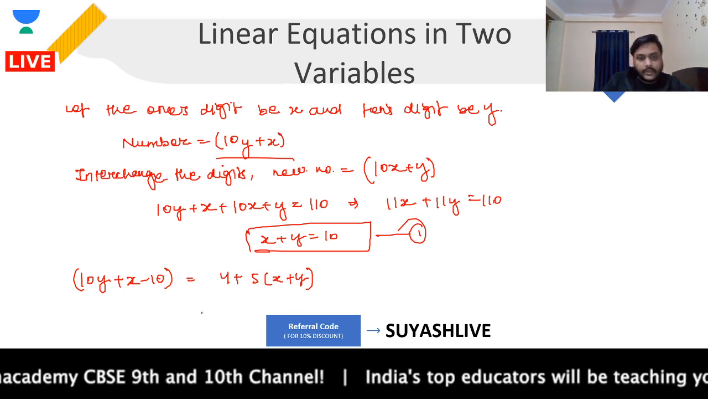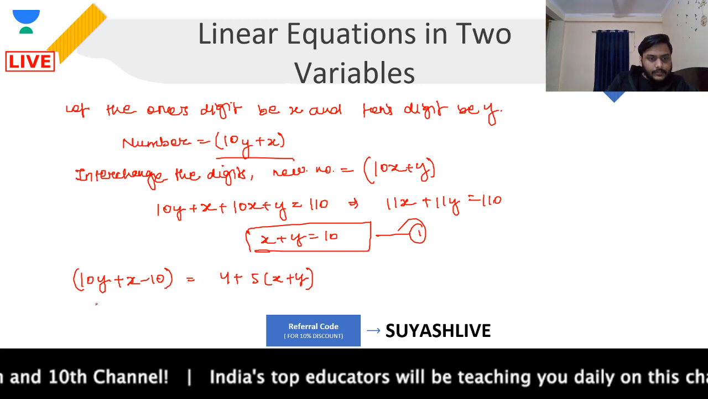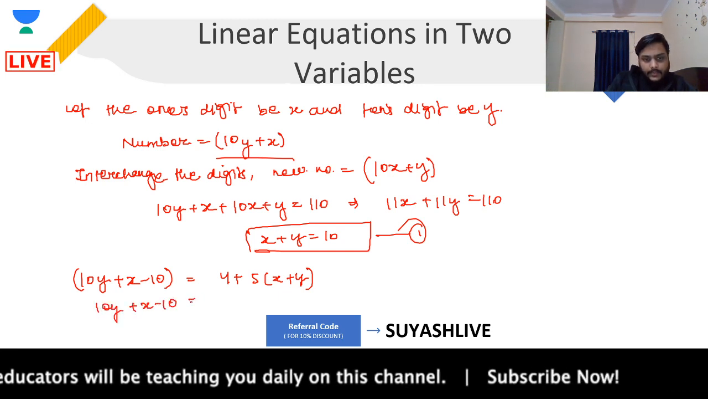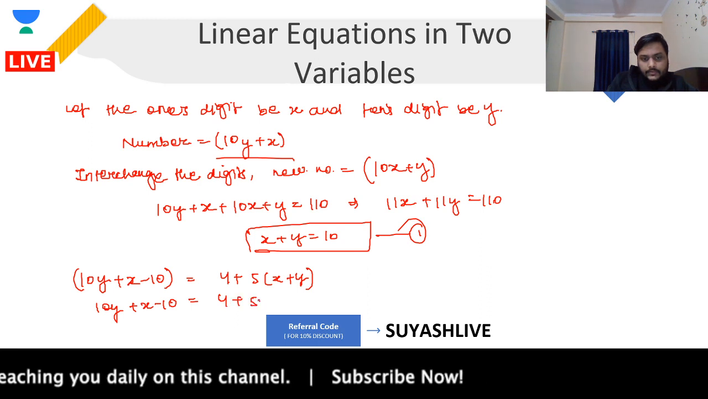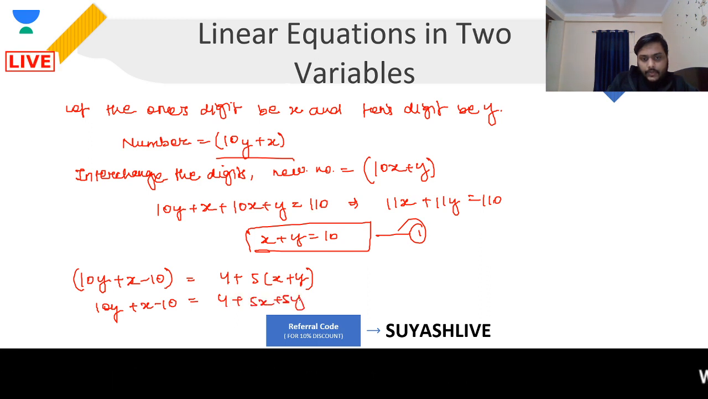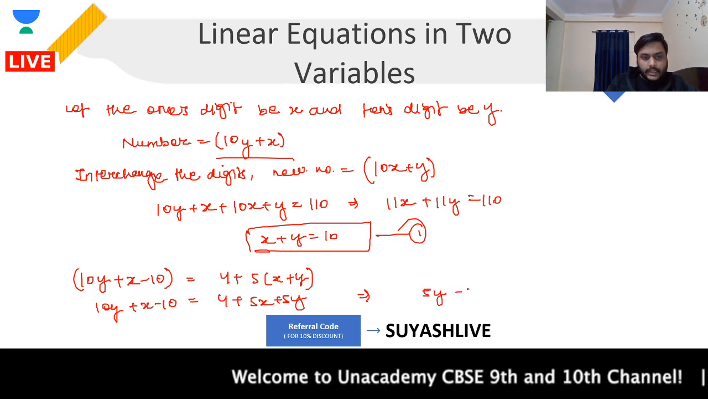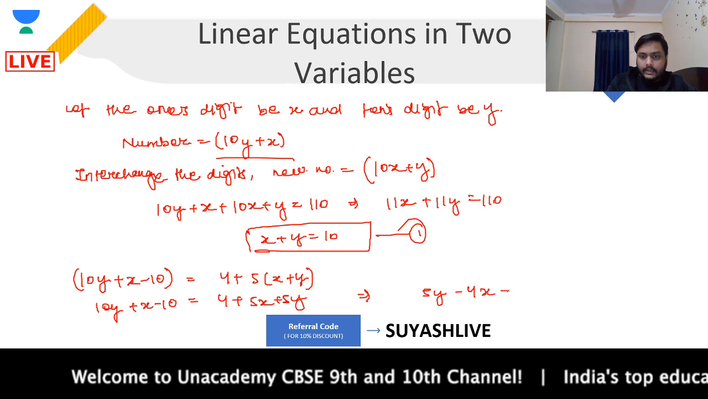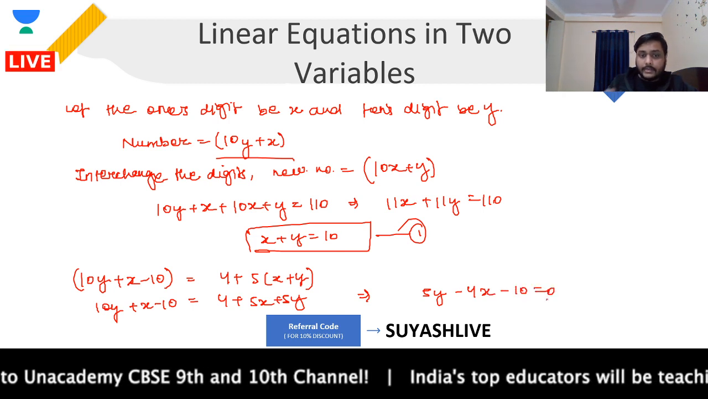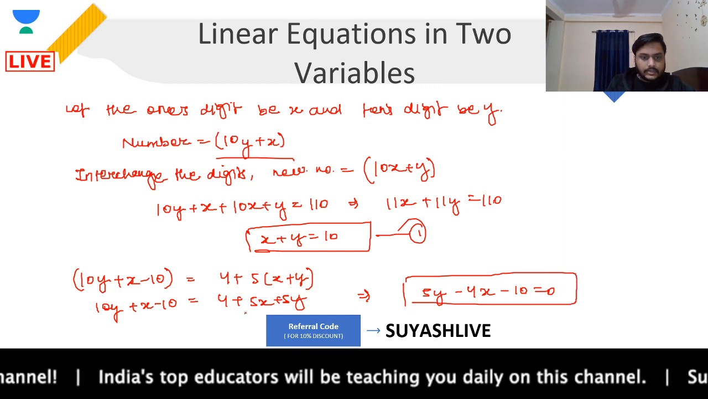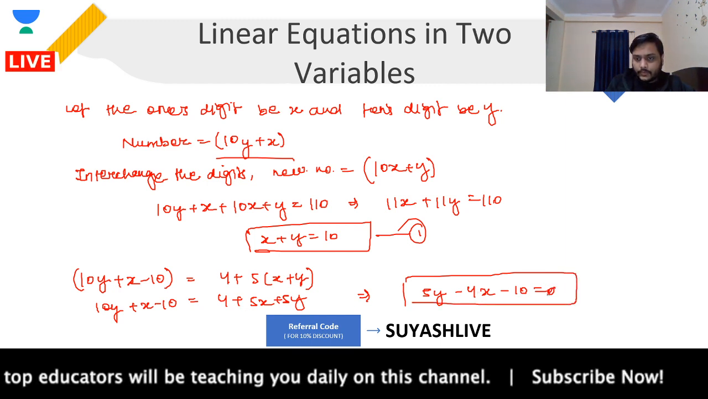When you simplify this, you have 10y plus x minus 10 is equal to 4 plus 5x plus 5y. From here, you will have 5y minus 4x minus 10 minus 4 is equal to 0. This is going to be your second equation, and you have a 4 over here as well.